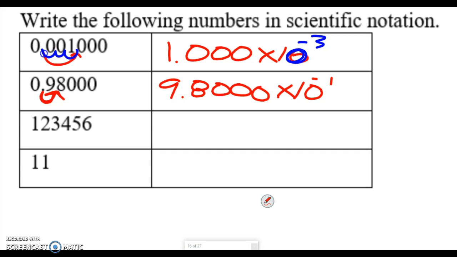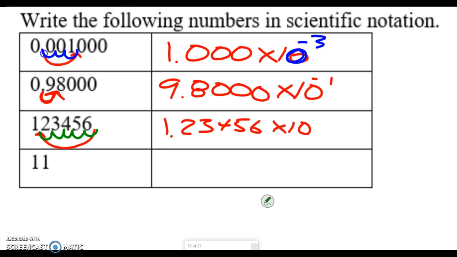There's no decimal in this problem, but it's assumed that it's behind the 6. So we got to get that all the way over here behind the 1. So 1.23456 times 10, and we had to move it 1 spot, 2 spots, 3 spots, 4 spots, 5 spots, times 10 to the 5th.